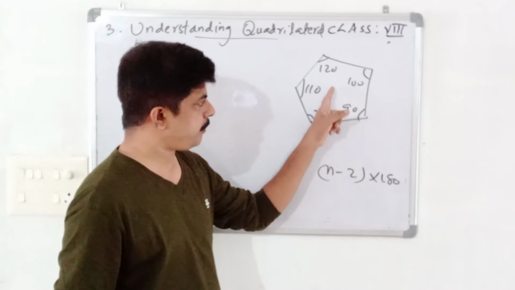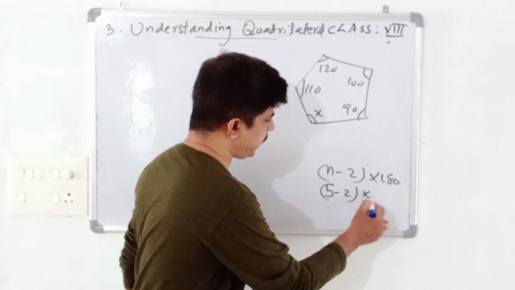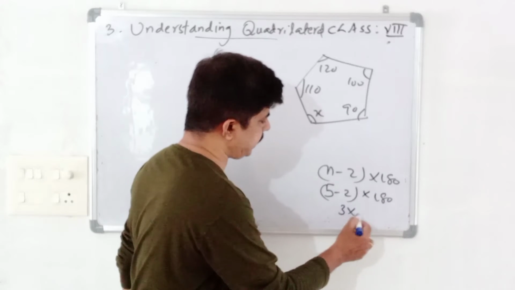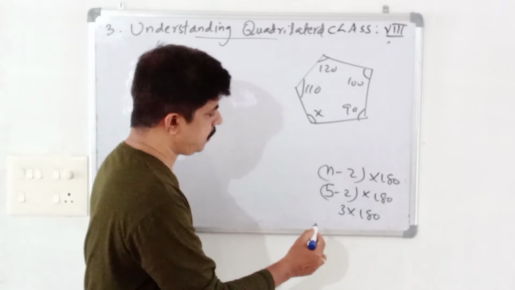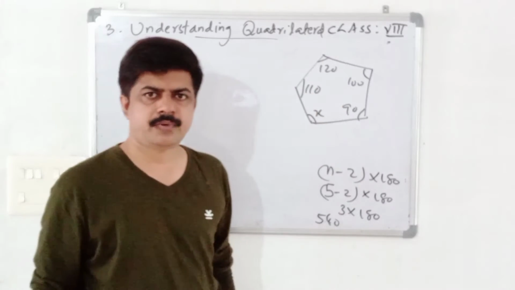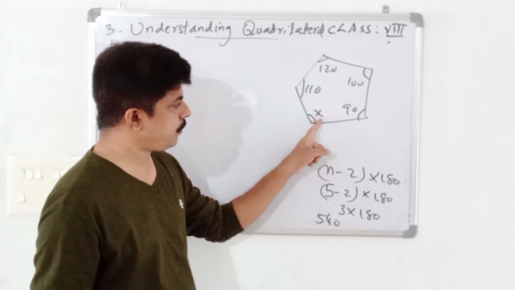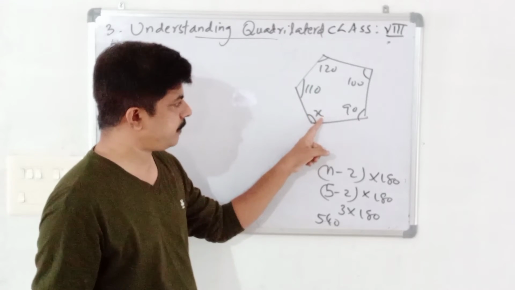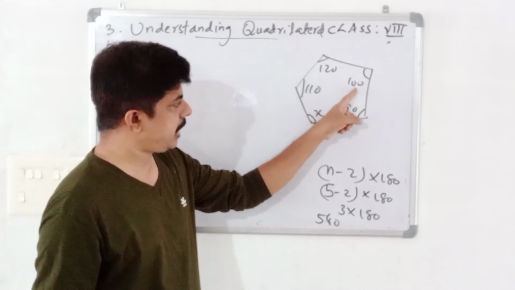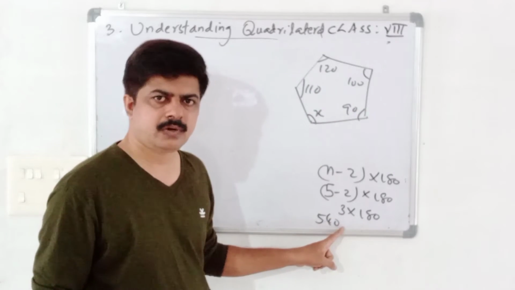Since the pentagon has 5 sides, we can find the sum of its angles: 5 minus 2 into 180, 3 into 180, which is 540 degrees. The sum of the angles of a pentagon is 540 degrees. We have 5 angles, and one angle is not given. We have to find the angle which is not given. The known angles are 110, 120, 100, 90 and x. We know the sum of these 5 angles is equal to 540.